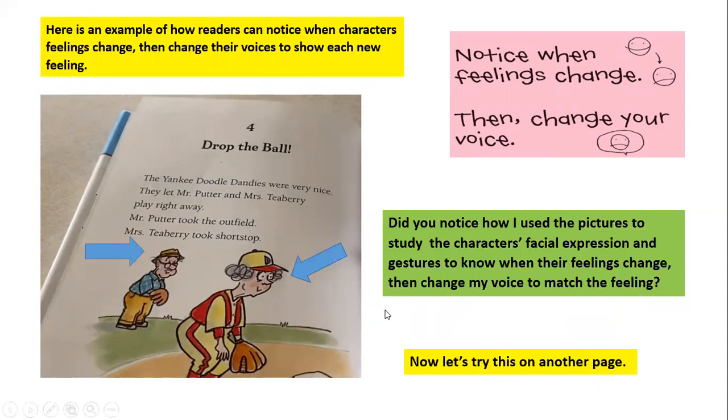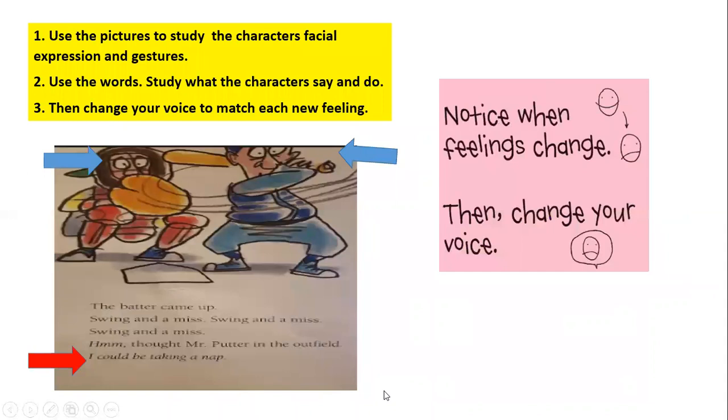Notice how I read that part in an excited way because their facial expression and their body lets me know how excited they were to play baseball. Now let's see what happens on the next page. I'm looking at these two characters. One of them is batting and the other one is right behind. And their facial expression makes me know they're feeling a bit horrible. I'm going to read this page and I want you to notice the difference on this page.